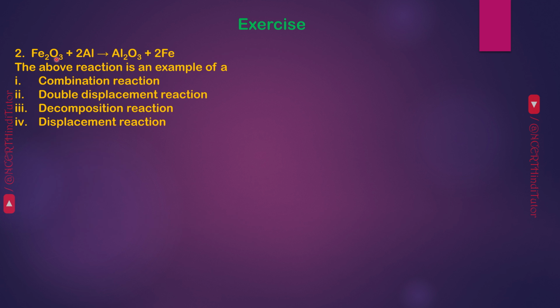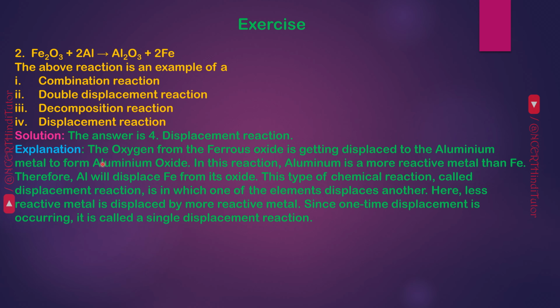Question 2. Fe2O3 plus 2Al gives Al2O3 plus 2Fe. The above reaction is an example of a combination reaction, double displacement reaction, decomposition reaction, displacement reaction. Answer: the answer is 4. Displacement reaction. The oxygen from the ferric oxide is getting displaced to the aluminium metal to form aluminium oxide. In this reaction, aluminium is a more reactive metal than Fe. Therefore, Al will displace Fe from its oxide.